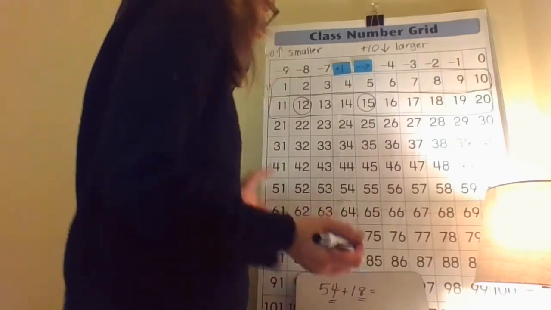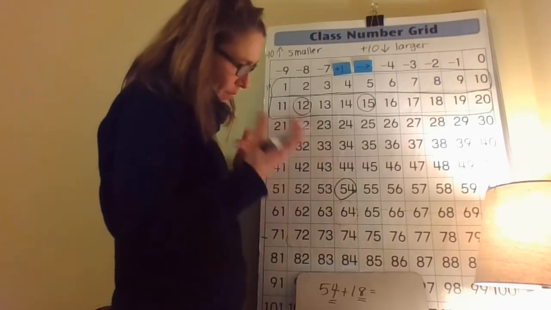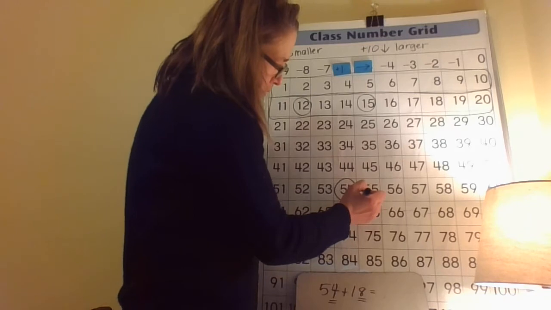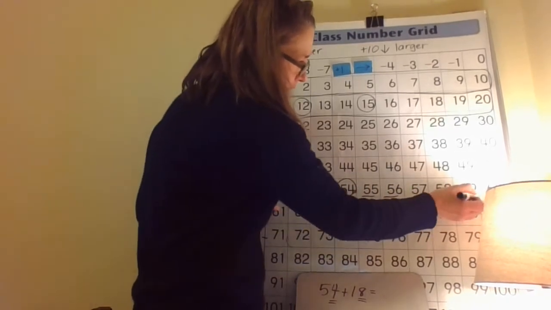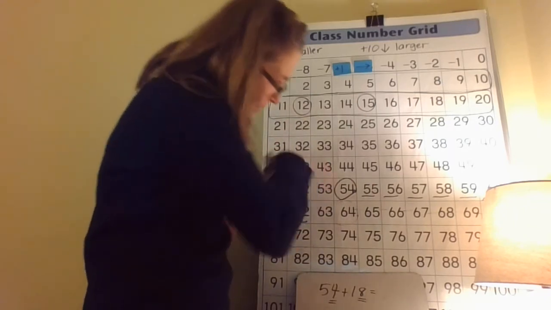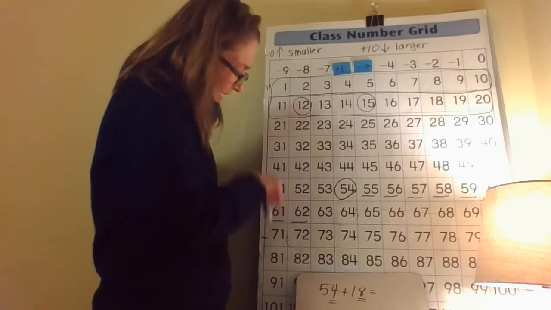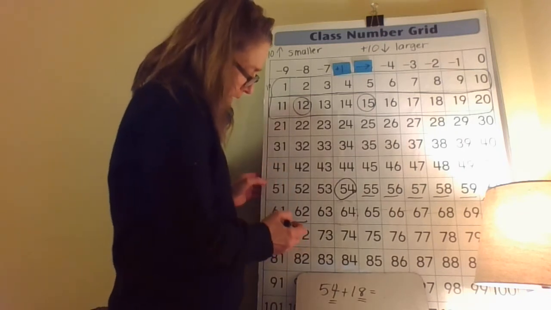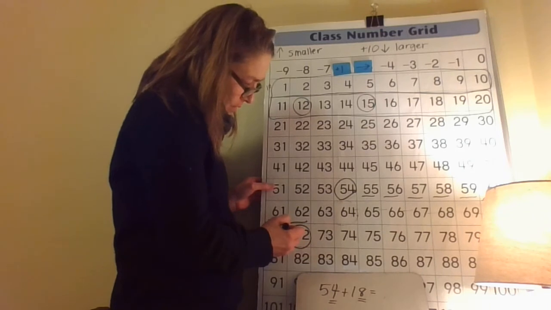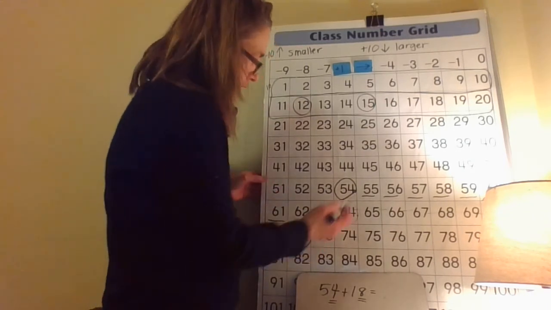Okay, so I find the first number, 54, and I have 8 ones. So I'm going to add 8 ones. 1, 2, 3, 4, 5, 6, 7, 8. And then I'm going to add my tens. Now I could count 10 if I wanted to, or I could just go down the number grid one row and end up on 10. So now I added my ones first. Let's do it again.